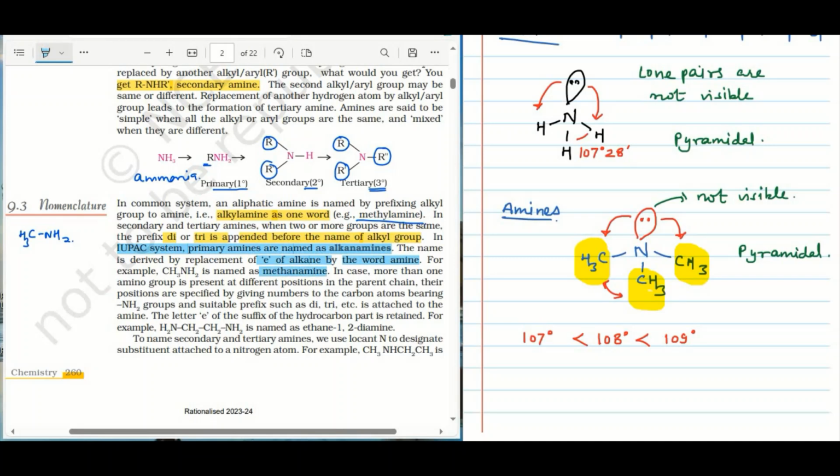In case more than one amino group is present at different positions in the parent chain, their positions are specified by giving numbers to the carbon atoms bearing the NH2 groups, and a suitable prefix such as di, tri, etc. is attached to the amine. The letter e of the suffix of the hydrocarbon part is retained. For example, here there are two NH2 groups and two carbons. It is a 2-carbon parent chain, so the name of this molecule will be ethane-1,2-diamine.